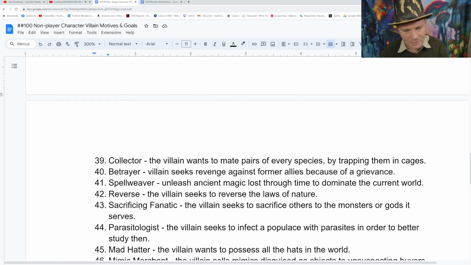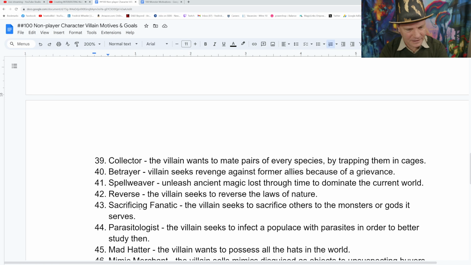Collector, the villain wants to mate pairs of every species by trapping them in cages. Gosh, Guardians of the Galaxy 3 sort of made me think very much about that one. Betrayer, the villain seeks revenge against former allies because of a grievance. Spellweaver, unleash ancient magic lost through time to dominate the current world. Reverse, the villain seeks to reverse the laws of nature.